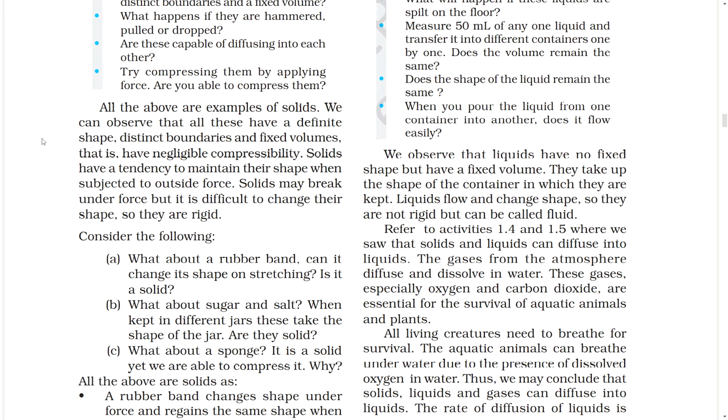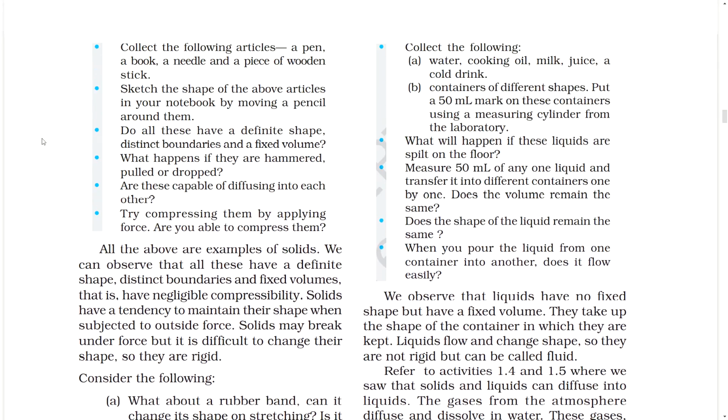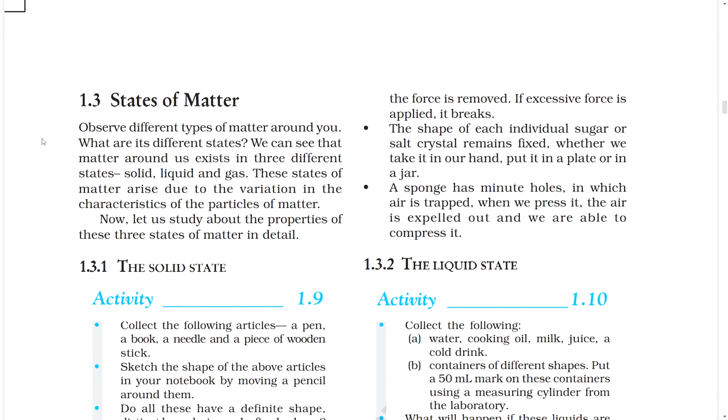All the above are solids as a rubber band changes shape under force and regains the same shape when the force is removed. If excessive force is applied, it breaks. The shape of each individual sugar or salt crystal remains fixed, whether we take it in our hand, put it in a plate or in a jar. A sponge has minute holes in which air is trapped. When we press it, the air is expelled out, and we are able to compress it.